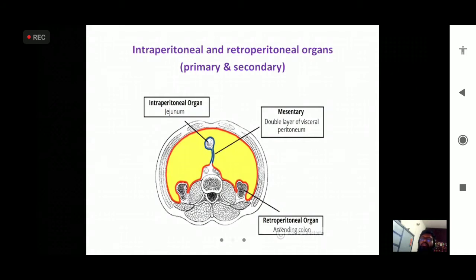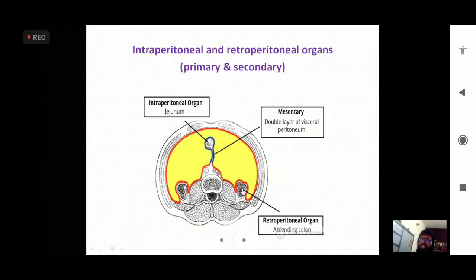Now, two terms I've told you: intraperitoneal, retroperitoneal. What do they mean? Intraperitoneal means that the organ is fully within the two layers. This is the parietal layer and this is the visceral layer. So within the two layers of the peritoneum, the organ is fully covered by the visceral peritoneum, and the parietal, so it is called intra, within the peritoneal, intraperitoneal.